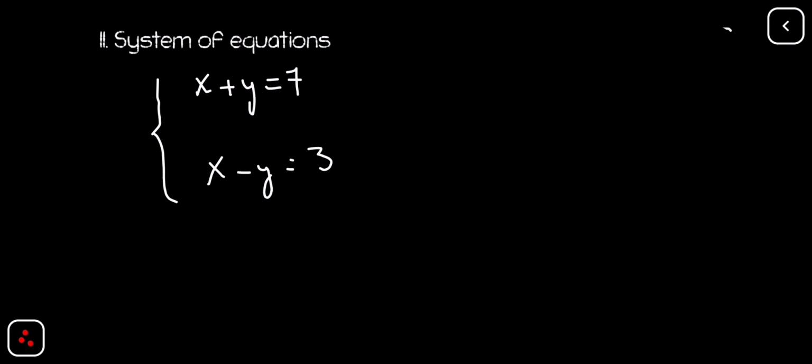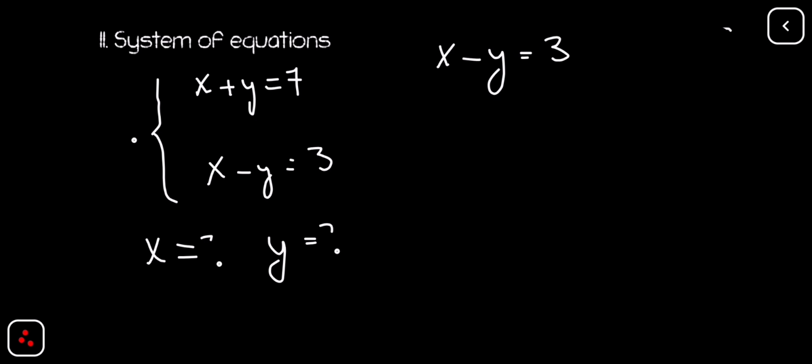Topic number 11 is system of equations, and in this kind of question you have to find the value of x and the value of y. How can you find that? It's easy. For example, I will choose the second equation, x minus y equals 3, and here I will find the value of x. x is equal to 3 plus y.